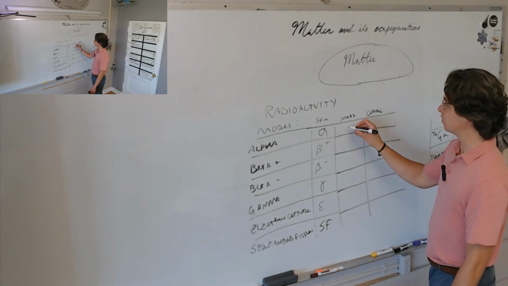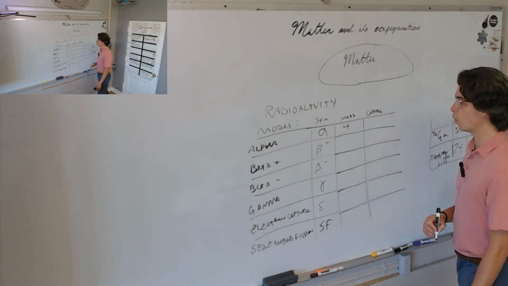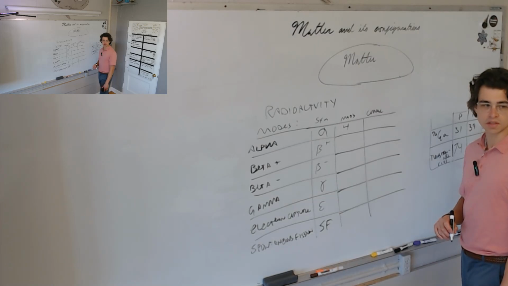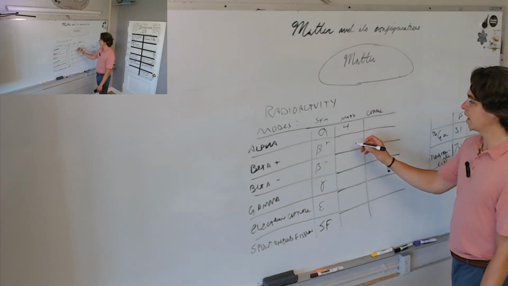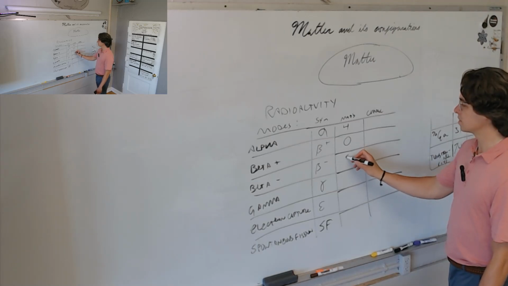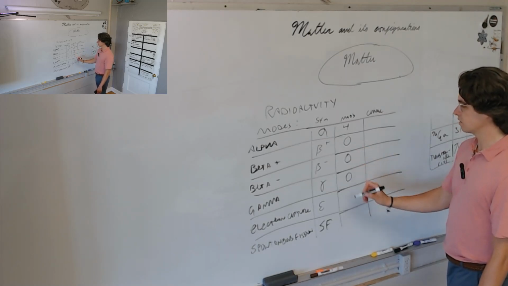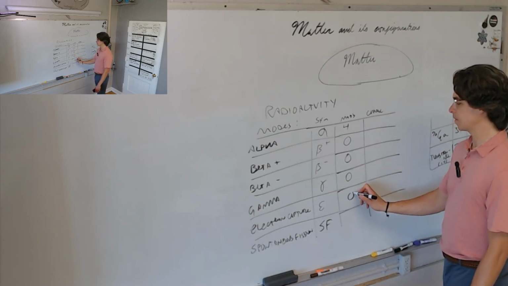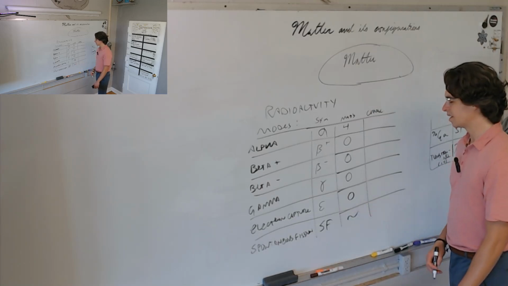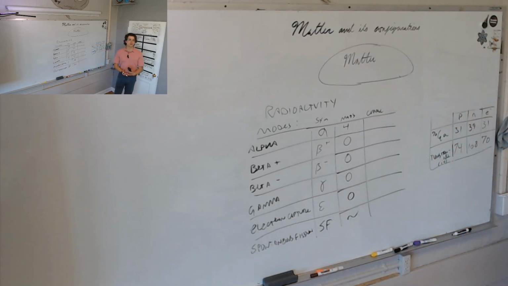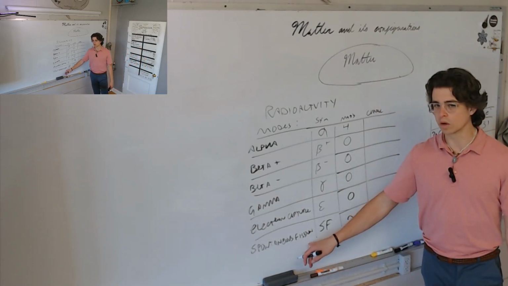The mass of the alpha is 4. For what? Every number needs a unit in science. What unit is implied here? AMU. Beta has a mass of none. Gamma has a mass of none. Electron capture has a mass of none. And spontaneous fission doesn't really apply. Spontaneous fission is when it falls apart into 2 different isotopes, and it's kind of at random. So you're not going to do work with this one.